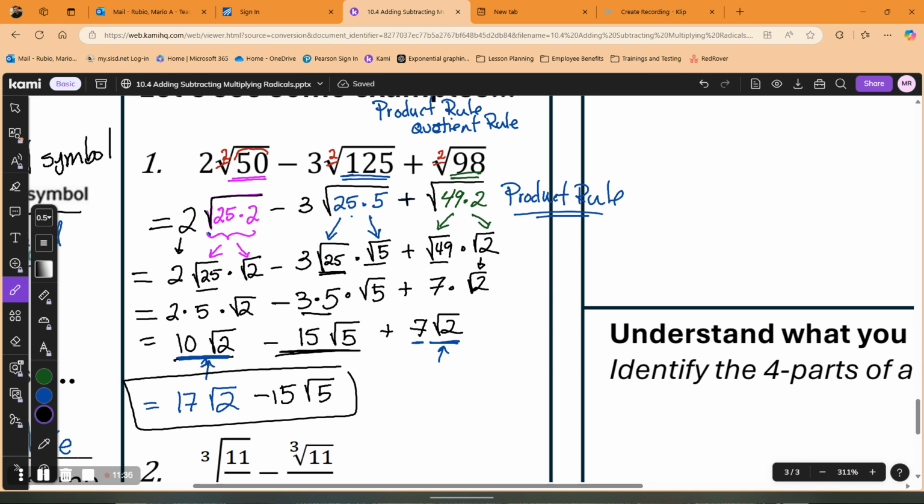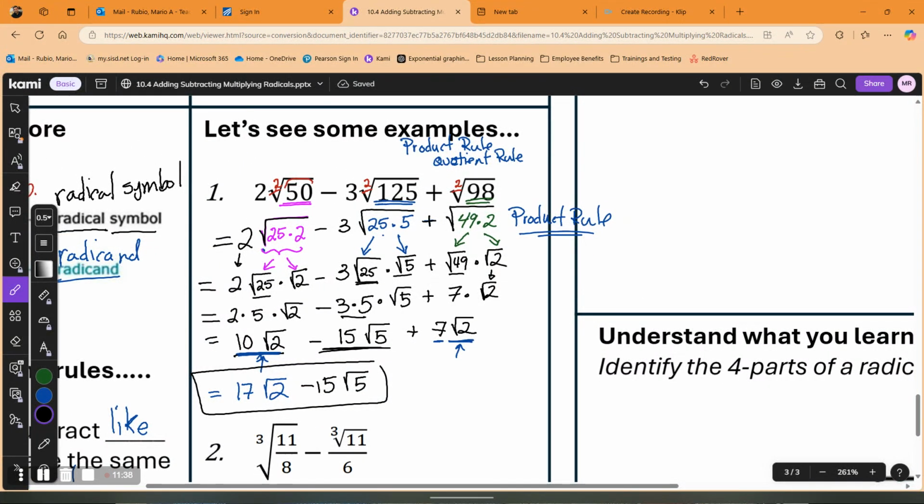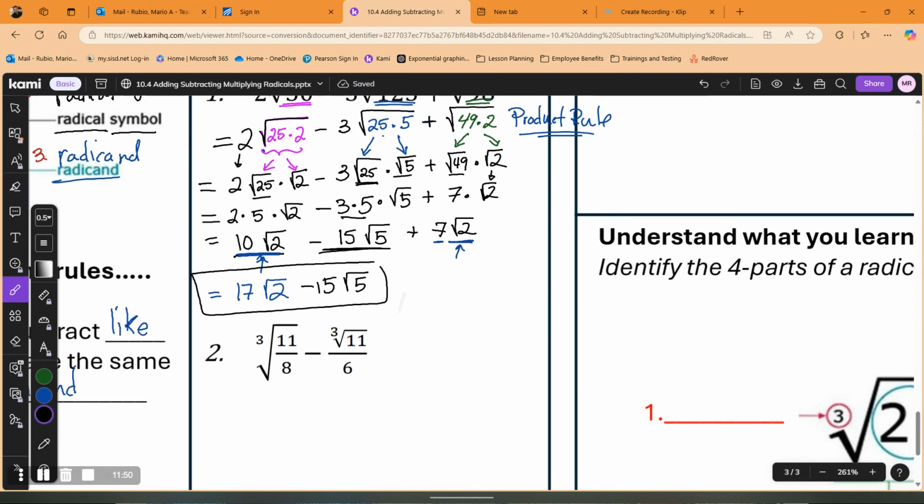So I know it looks like a lot of steps, but it's really just remembering that you need to use the product rule. You'll need to use the quotient rule sometimes, and simplifying, multiplying, knowing your factors. These are all the important tools that you'll need to complete these practice problems. Let's take a look at number 2.